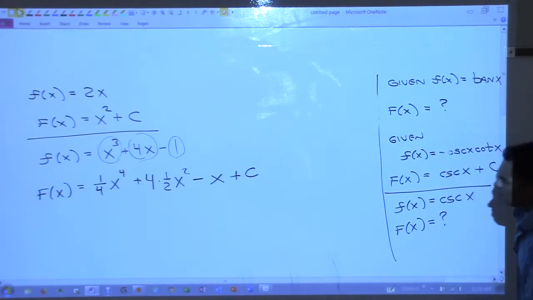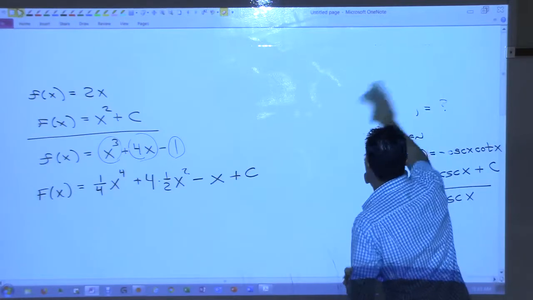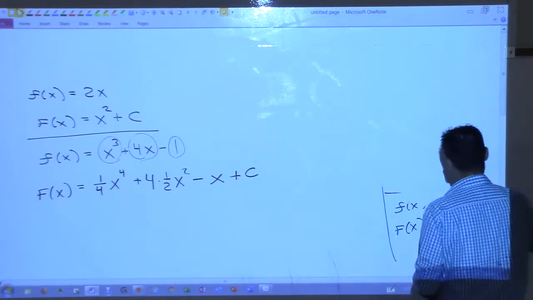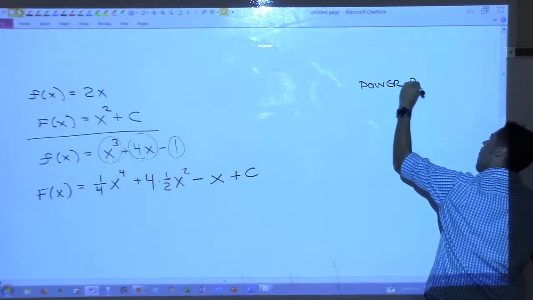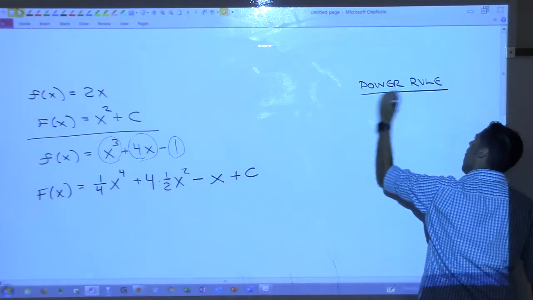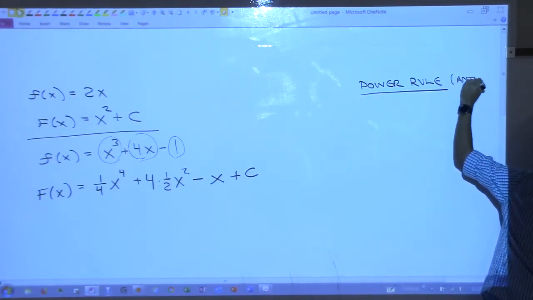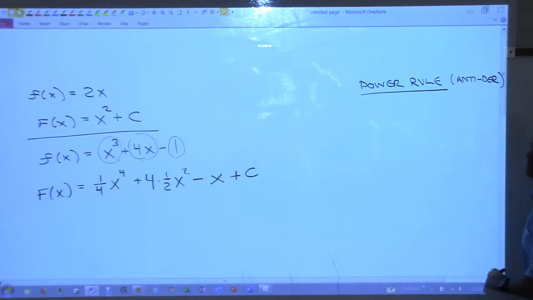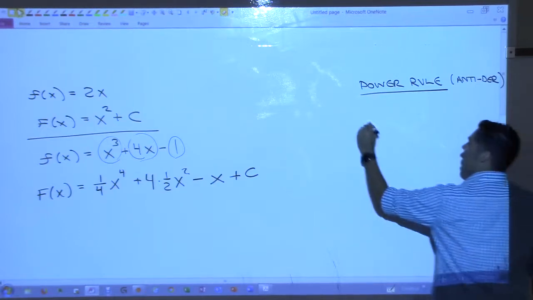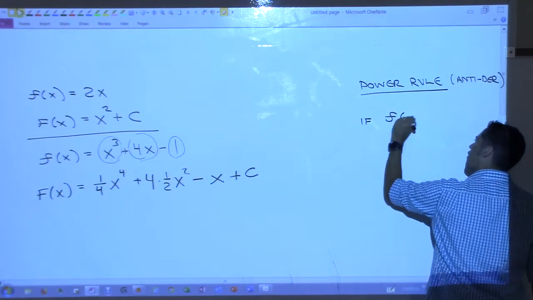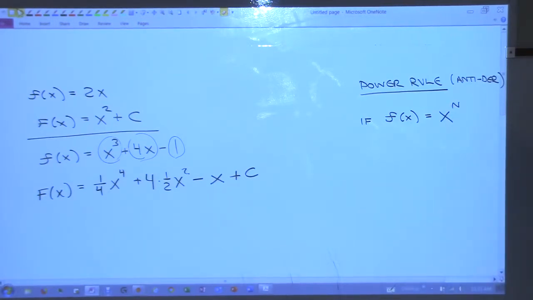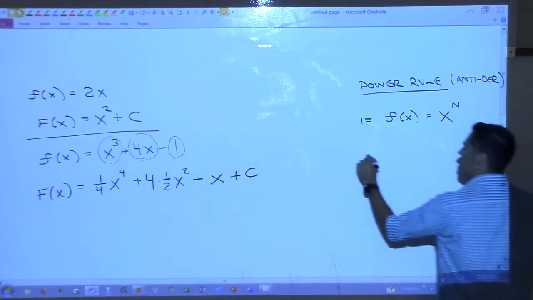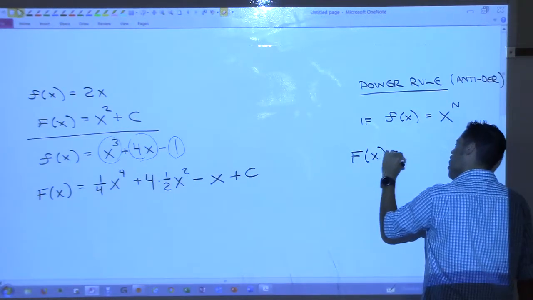All right, so this leads us to a rule. This is our first rule when it comes to antiderivatives. It's called the power rule, for antiderivatives. Not for derivatives, but for antiderivatives. Here's what it says. If little f of x is x raised to any power, then the antiderivative of this should be.